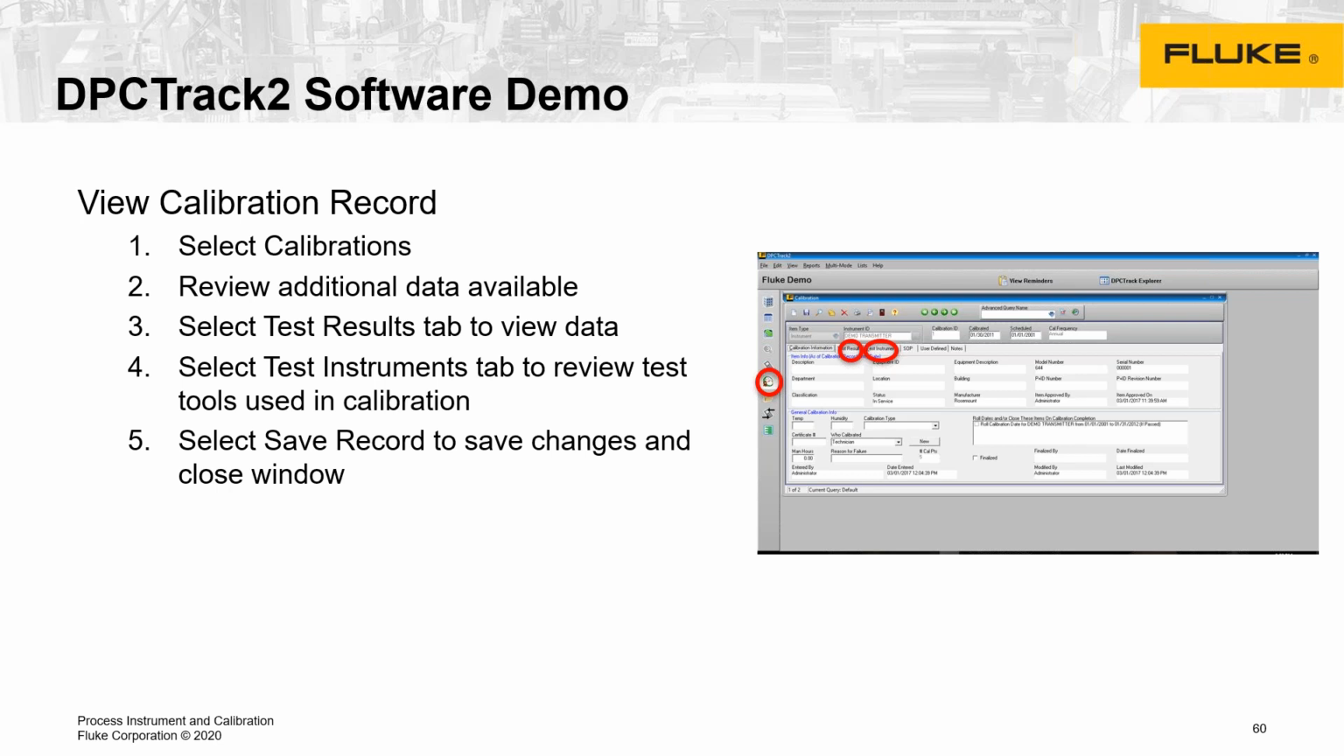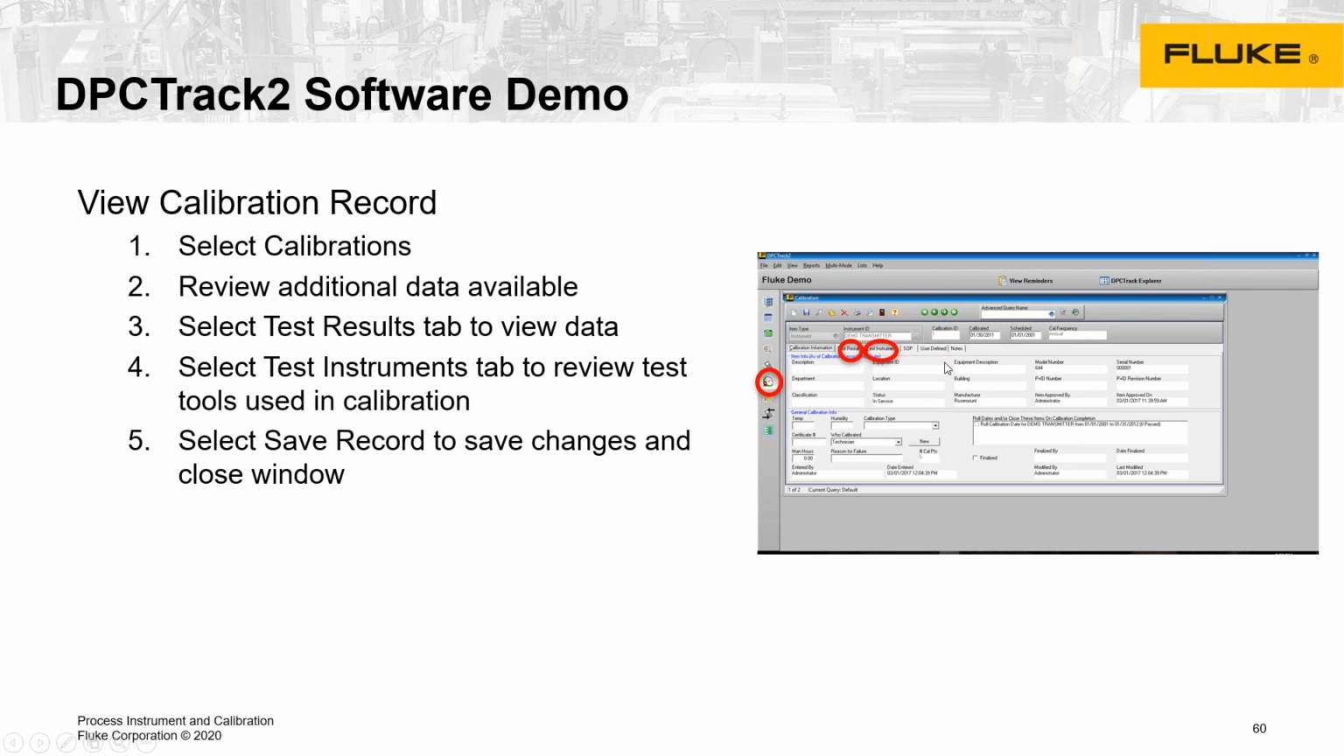It also keeps you from uploading the same results back into the software multiple times and creating duplicate records. So once we've uploaded all the results, we go to the calibration screen where we can look at the calibration information, the test results, and the test instruments.